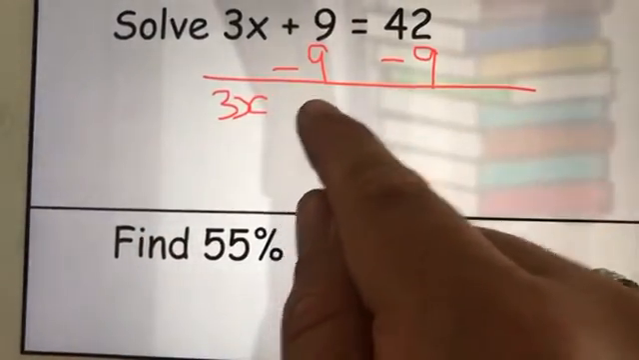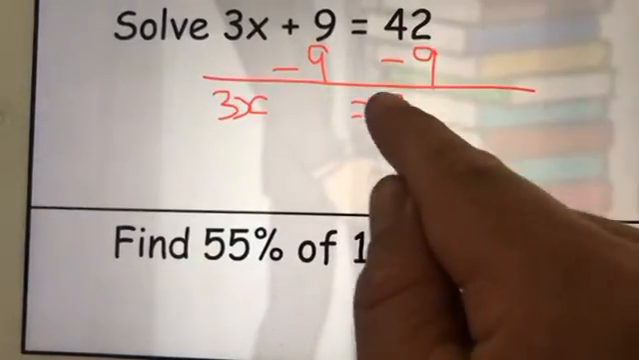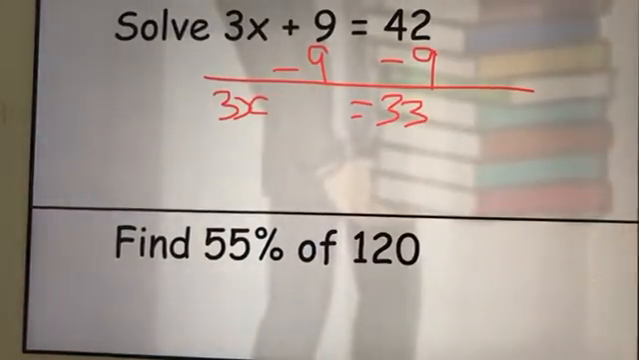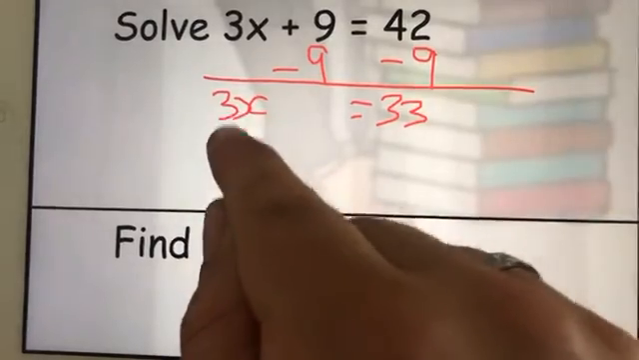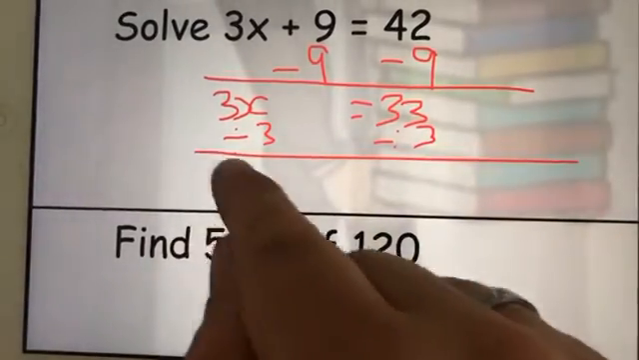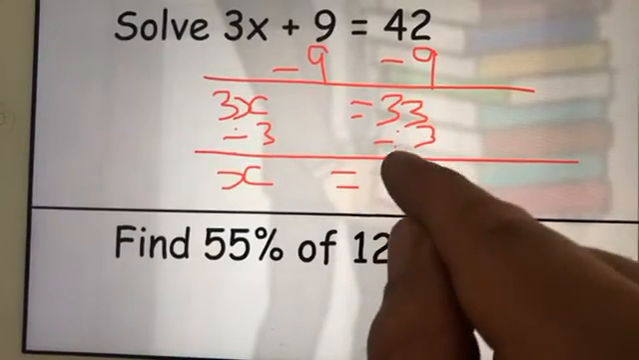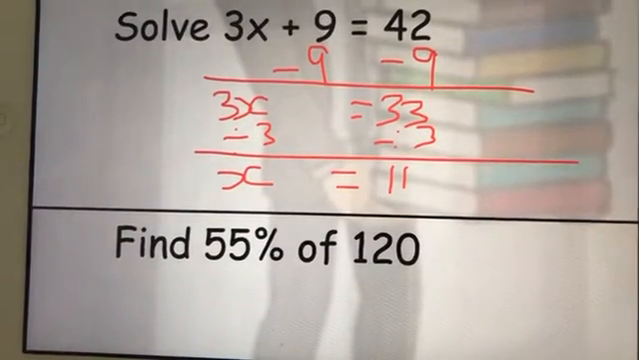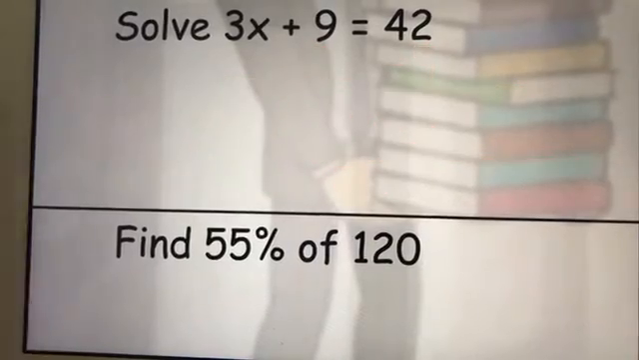Plus 9 minus 9 makes nothing. 42 take away 9 is 33. 3x is 33. If I divide both sides by 3, to get x on its own, I end up with x equals 33 divided by 3, which gives me 11. x equals 11. That one was worth 3 points.